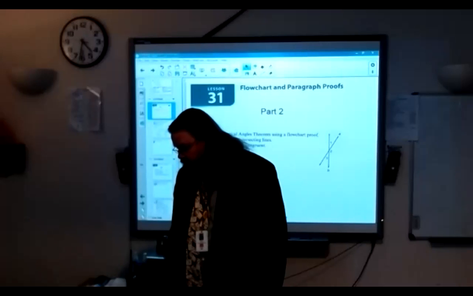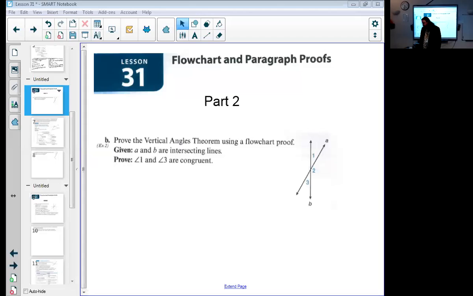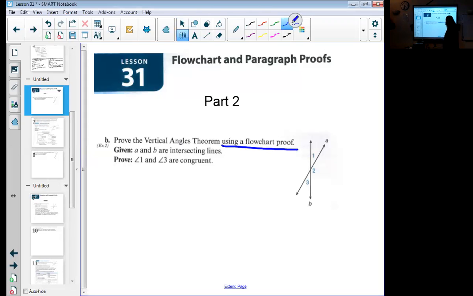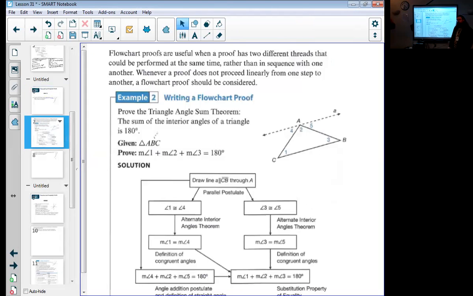Today we are talking about lesson 31, flowchart proofs and paragraph proofs, and this is part 2. The question for part 2 is: prove the vertical angles theorem using a flowchart proof. So here we're actually being asked to use a flowchart proof. We are given that A and B are intersecting lines. Now let's think about why we would want to use a flowchart proof.